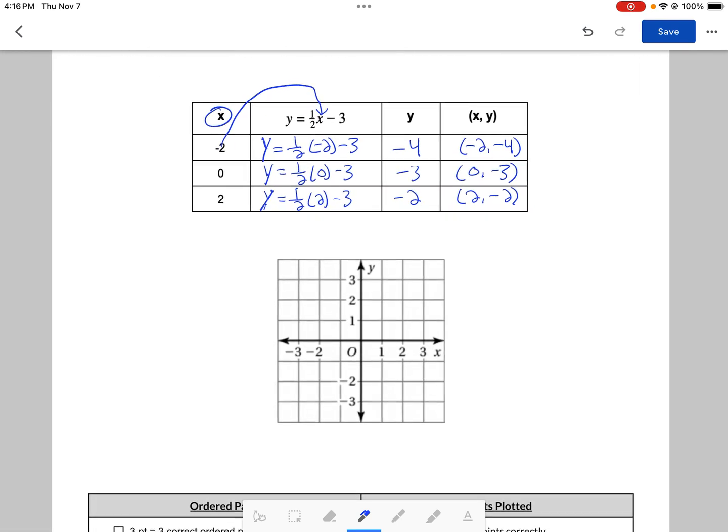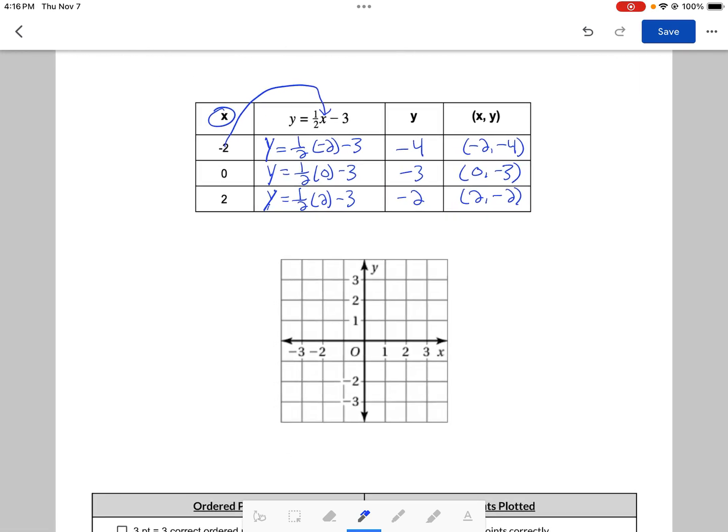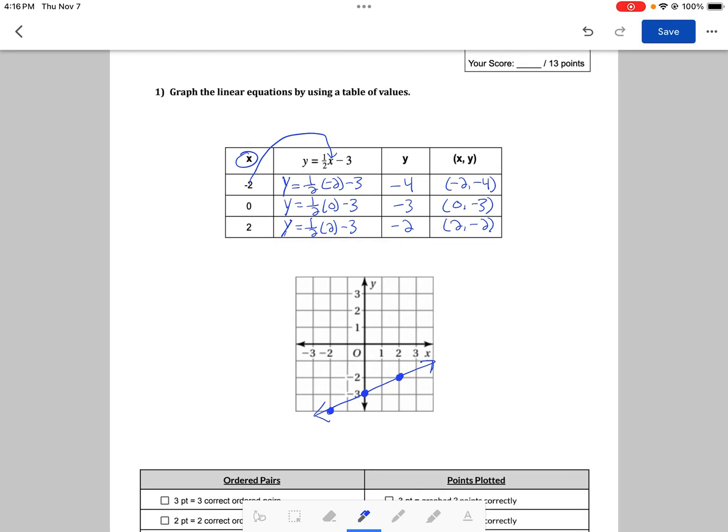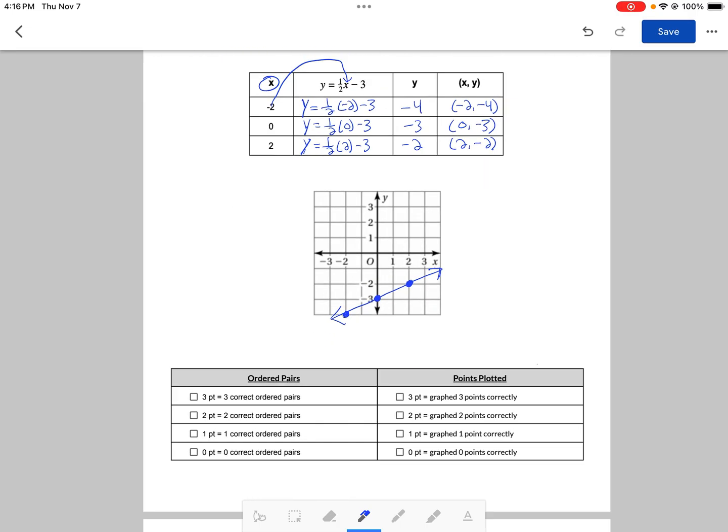Now I'm going to go ahead and plot these on my coordinate grid. So I'm going to go to the left 2 and down 4. I'm going to go down to 3, and then I'm going to go to the right 2 and down 2. And I'm going to go ahead and draw my line through those points. And there we go. We have graphed our table of values.